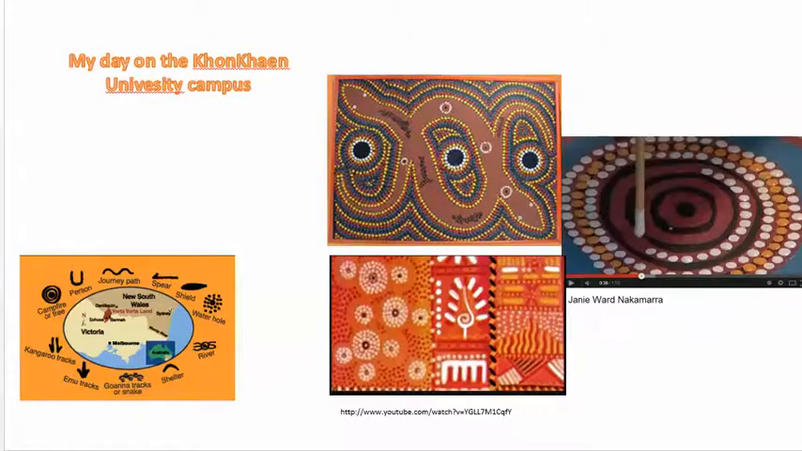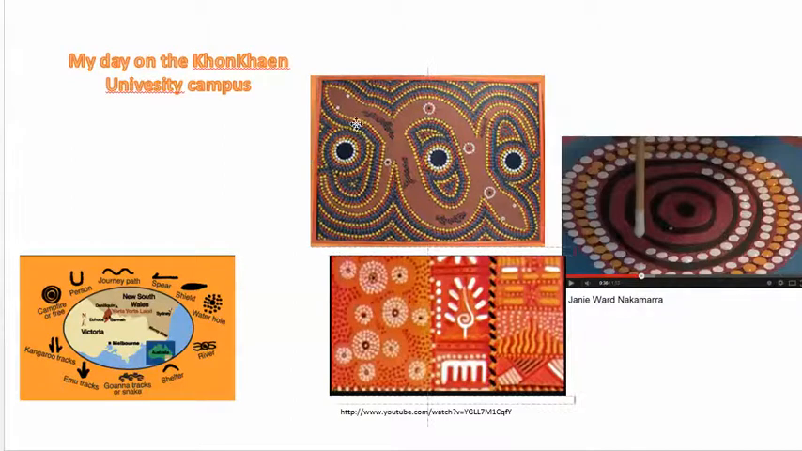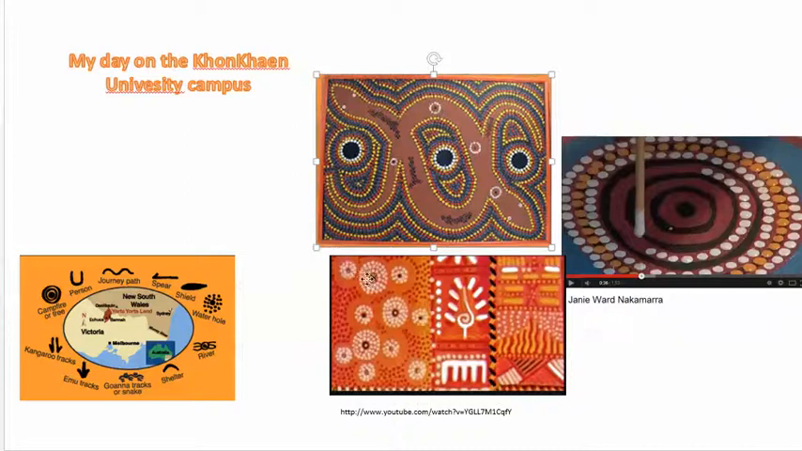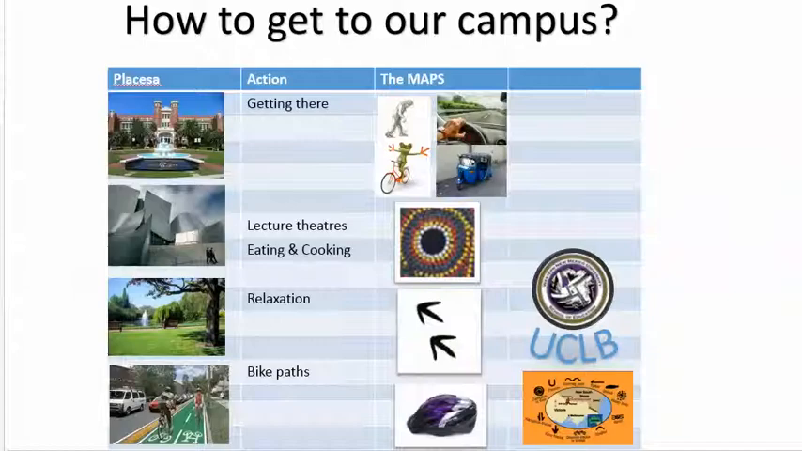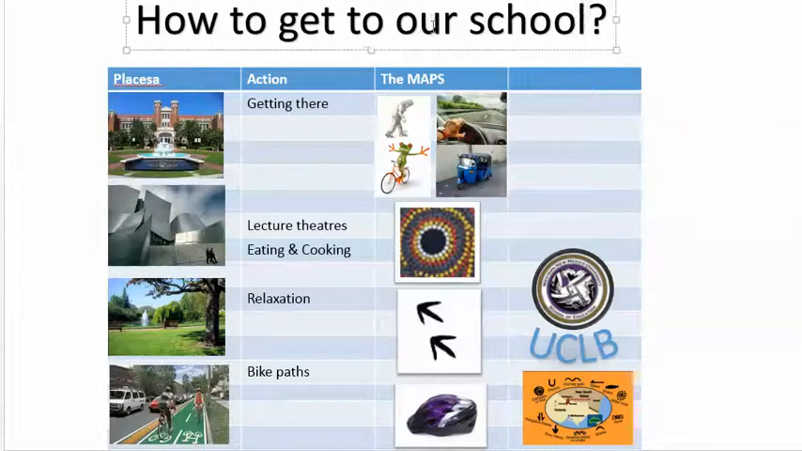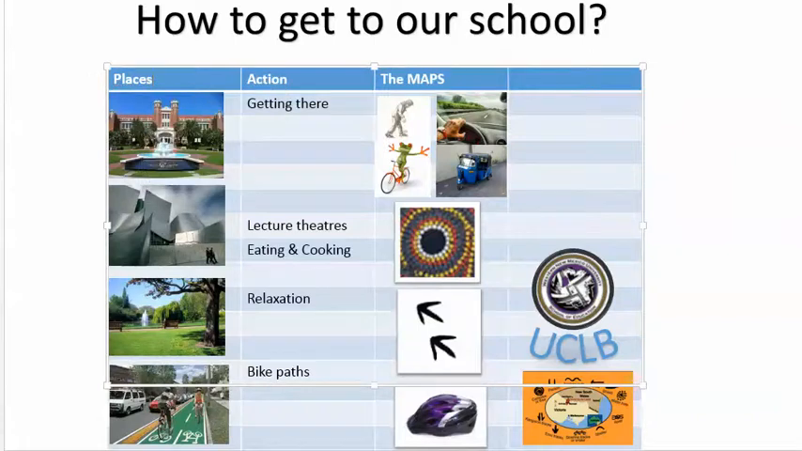So what do we have here? An Aboriginal legend of an Aboriginal map. Then we have Aboriginal paintings, which very often are maps because their stories relate to the land and practices. This, maybe it is also one of the maps. Then we have how to get to our campus, how to get to our school, right? Then places here.